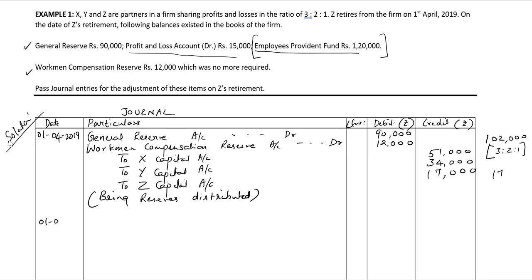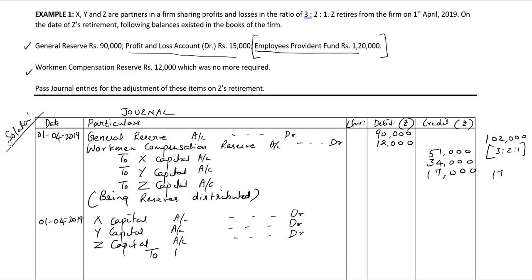Second journal entry, same date. We'll write off the accumulated loss, the P&L account having a debit balance of Rs 15,000. We'll write it off among all the partners in OPSR. So the journal entry for this: X capital account debit, Y capital account debit, Z capital account debit, to profit and loss account.